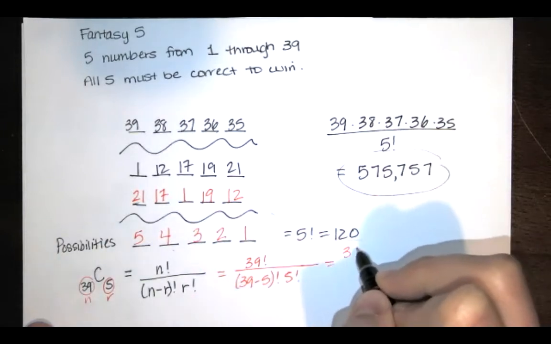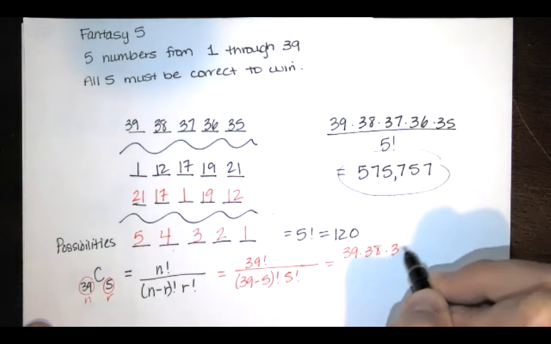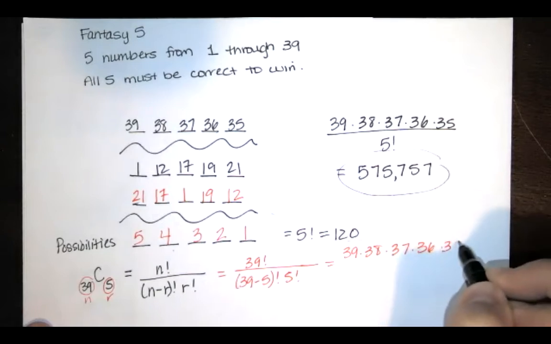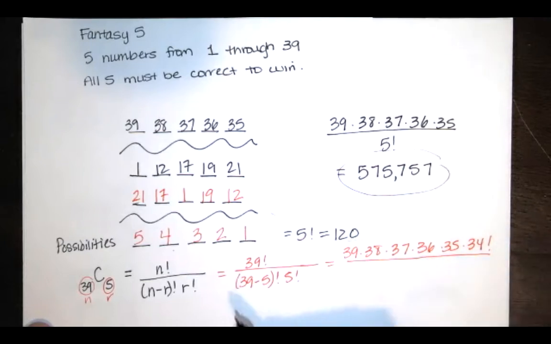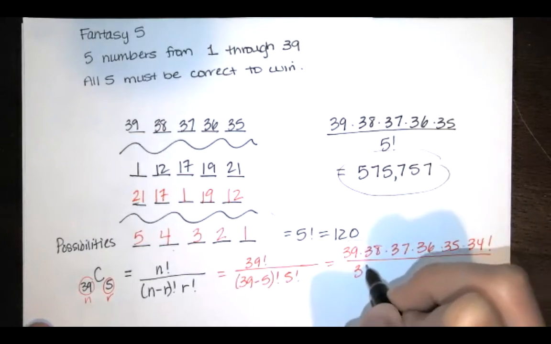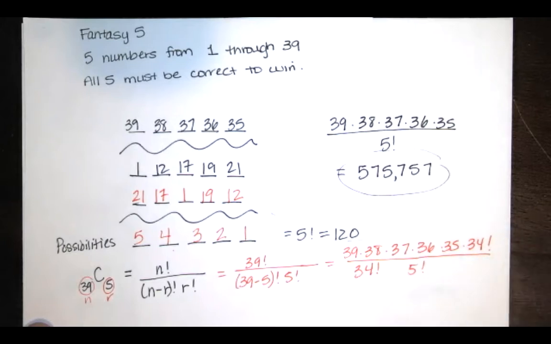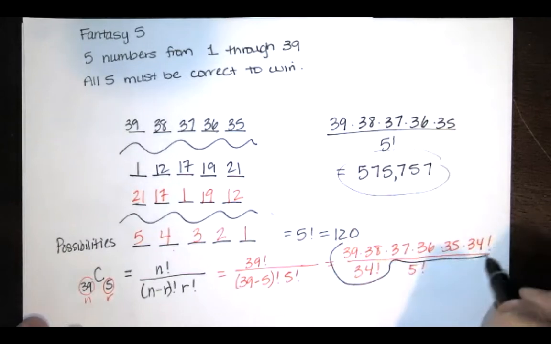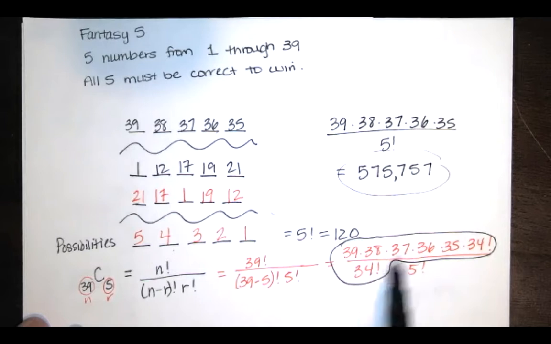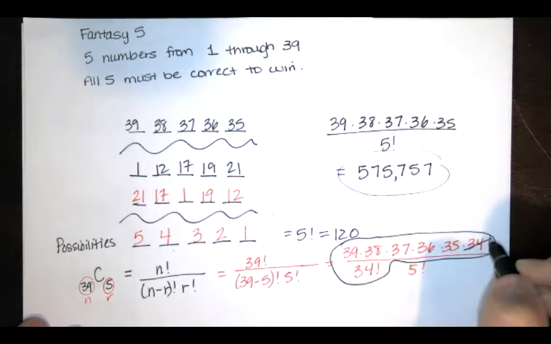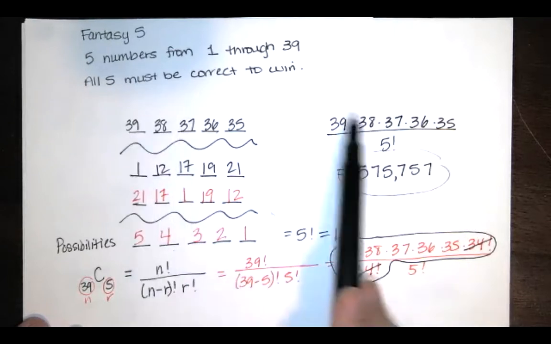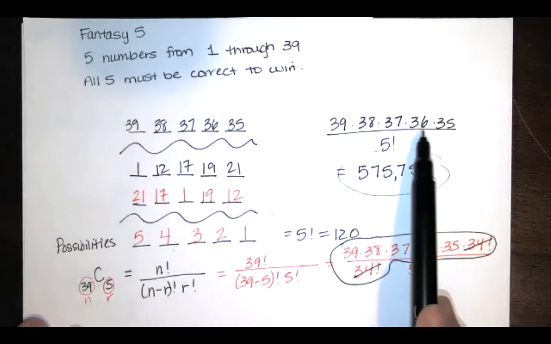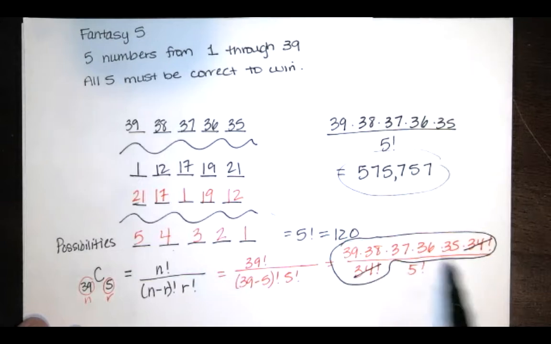Well, if I expand this, that's 39 times 38 times 37 times 36 times 35 times 34 all the way down to 1. So I'll just call that 34 factorial. And 39 minus 5 factorial is 34 factorial. And you're multiplying by 5 factorial. So this part is actually the permutation. And the 39 factorials cancel, and you're just left with this right here, because you had 39 options for the first position, 38 for the second, 37 for the third, 36, and then 35. That's what the permutation tells us. We have this many possibilities.